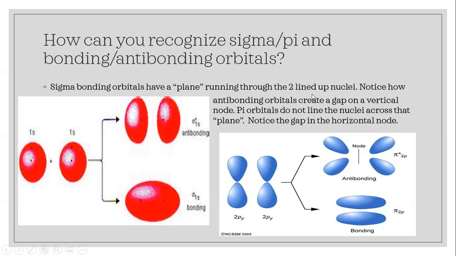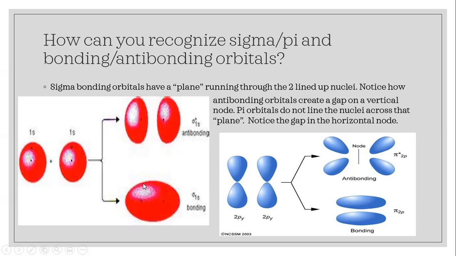And then for pi orbitals, the plane doesn't, or I don't know how to explain it well. So there's a gap, versus in sigma where you could have a plane running through it, there's a gap where that should be. So you can just look at this pi bonding orbital. See, there's a gap right here, whereas in sigma it's connected, in pi it's not.